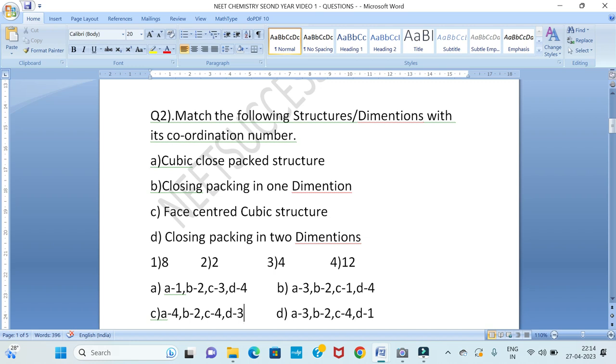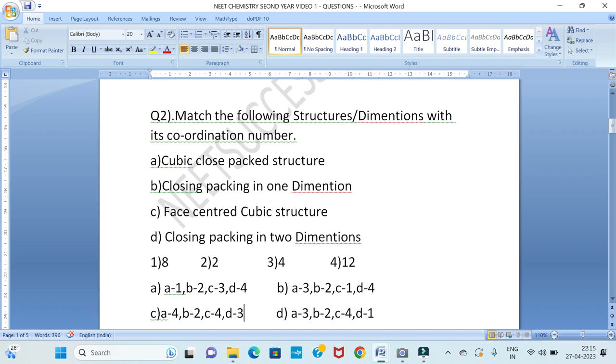So D3. See here, B and C are one combination: close packing in one dimension and close packing in two dimensions. One dimension has one double of 1, so 2, so B2. Close packing in two dimensions: double of 2, 2 plus 2, 4, so D3, 4. So one dimension means 2, two dimensions means 4. Those are the coordination numbers: one dimension has coordination number 2, and two dimensions has coordination number 4.